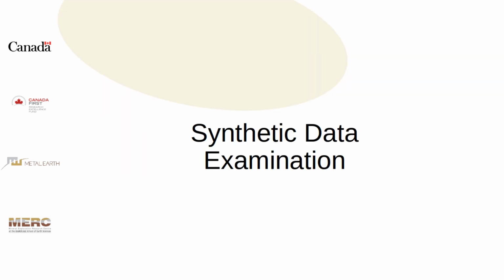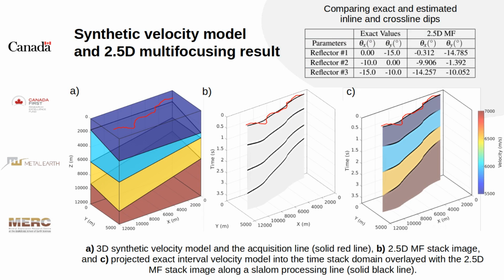We examined the accuracy of the proposed stacking operator on a numerically modeled synthetic dataset. Figure A shows the synthetic velocity model, which includes 3 flat interfaces with different inline and cross-line dip components outlined in this table over here. The velocity range was assigned based on prior geological knowledge from the Larder Lake area. The synthetic seismic data for this model was generated using the finite difference method with the same survey geometry utilized in Larder Lake seismic profile.